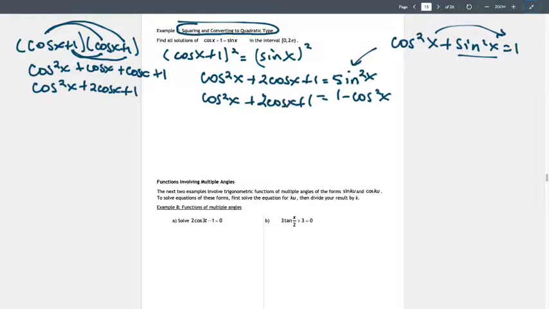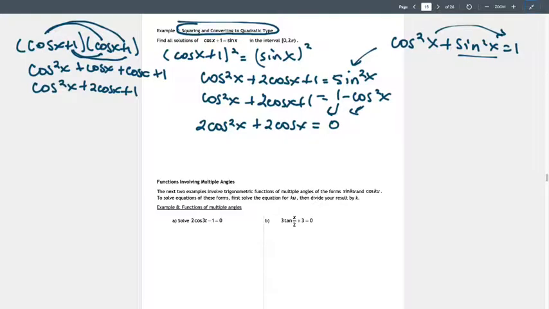Okay, now we need all of our trig functions or everything on the same side. So I'm going to move these to the left side. So when I move them, I'll change their signs. That negative cosine squared becomes positive, and it adds with the other cosine squared to be 2 cosine squared x plus 2 cosine x. Now, when I move that 1 over, it's going to cancel out, so it's just equal to 0.